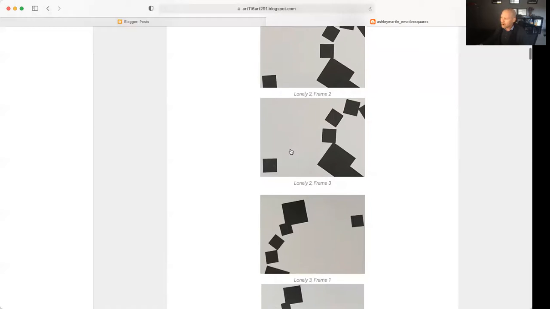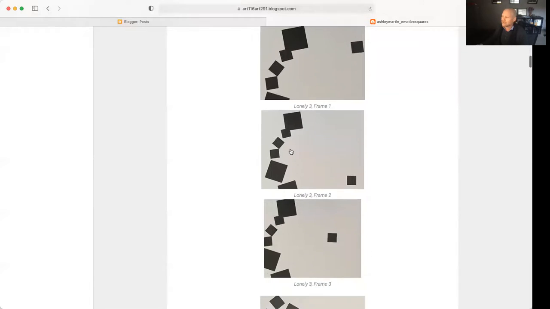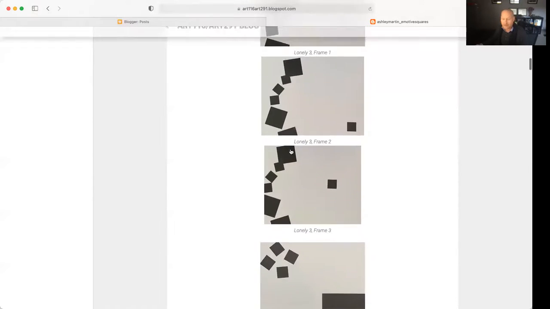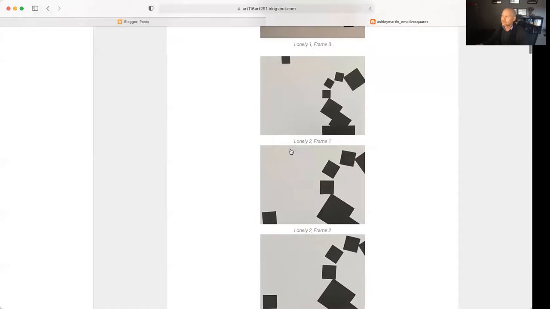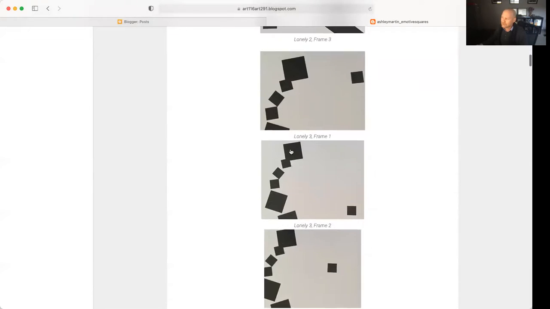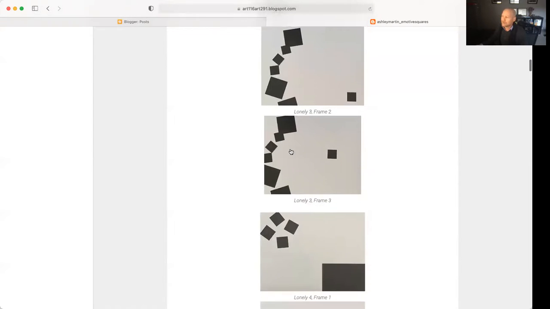Now, of this sequence, which one is working more effectively than others? As I'm looking through here, I would say that this one is working quite well. And the reason is, again, we're using the entire frame. But in addition to separating this object, this square, from the rest of them, we're also giving it a different character.